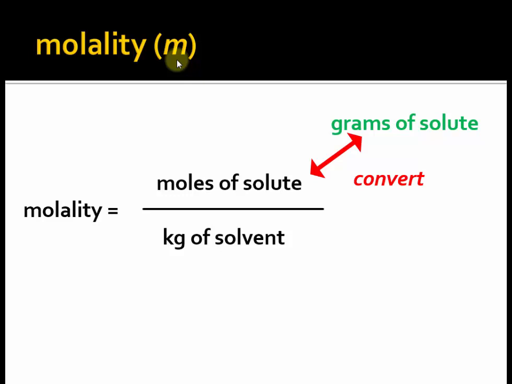We can convert back and forth from grams to moles rather easily, and vice versa. And kilograms of solvent can often be represented first as grams of solvent that we have to convert to kilograms, or again, vice versa, kilograms back to grams. So this is very much like molarity, where we go from grams to moles, possibly on the top. We go from kilograms to grams on the bottom, whereas molarity had similar conversions of its own. So keep this equation close by, and let's go through an example.